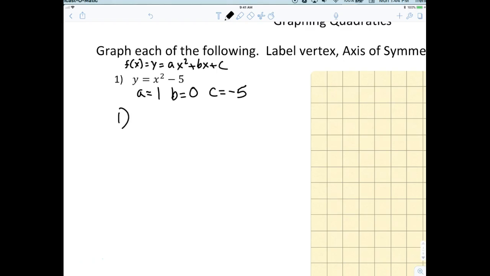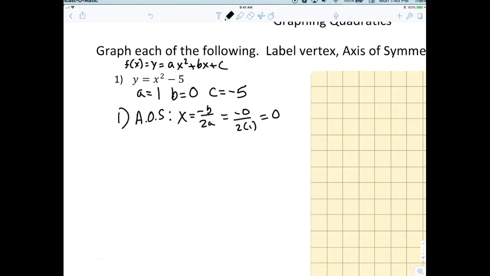So now that you've established that, we now can figure out what the axis of symmetry is. So I want you to write down AOS colon x equals negative b over 2a equals negative 0 over 2 times 1 equals 0. Anybody have any questions with how I got 0? Any questions on how I got 0? Nobody?